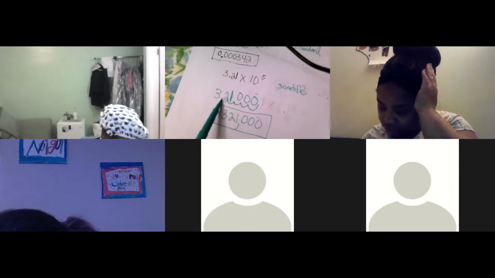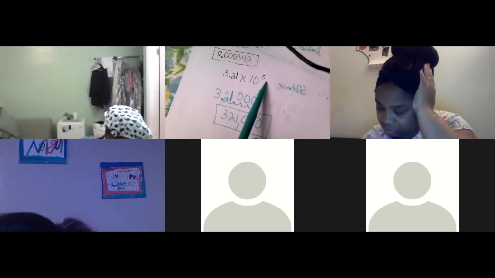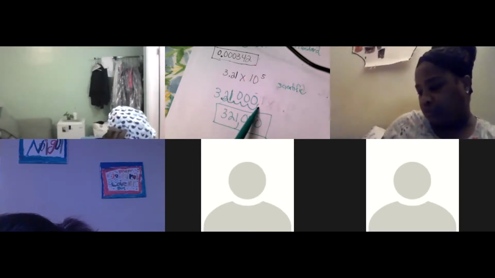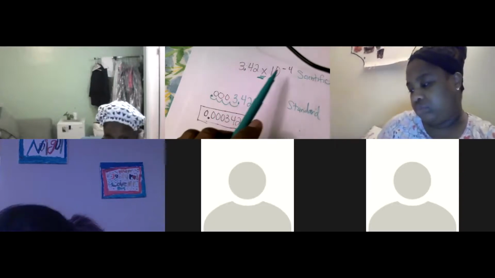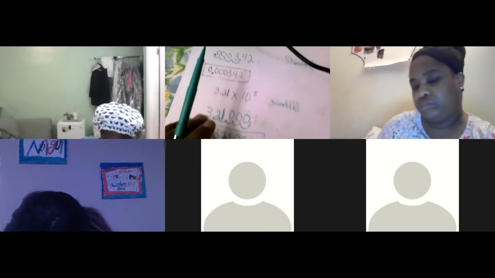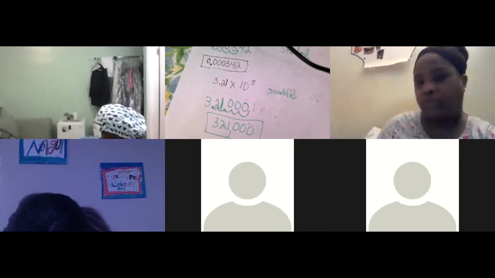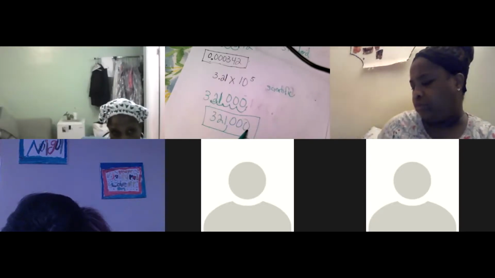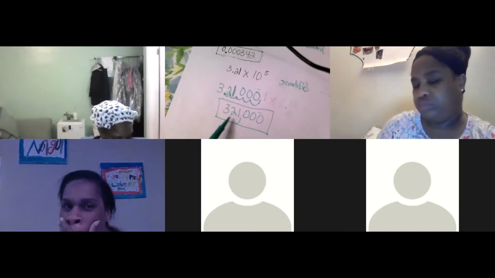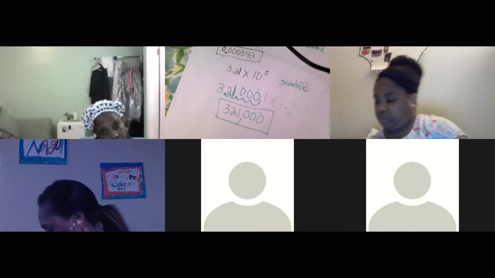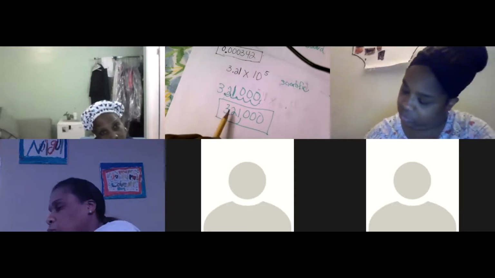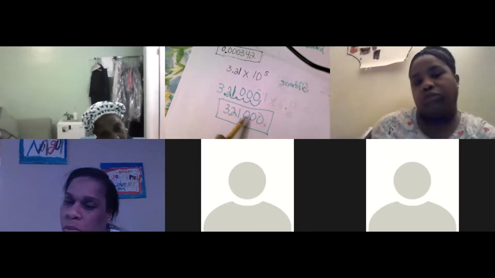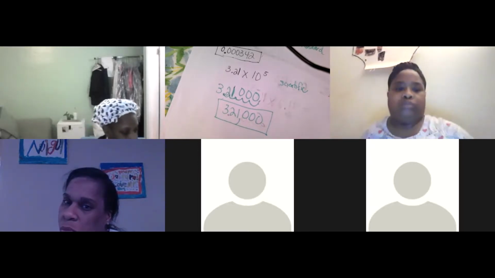So wherever the decimal is, we're going to move it the number of times that the exponent says. If it's positive, we move to the right. If it's negative, we move to the left. Professor, how many zeros, 5, 4 or 3? There are three zeros here because the decimal was between the 3 and the 2. So we move it 5 times. Okay. So we have to fill in with those zeros.